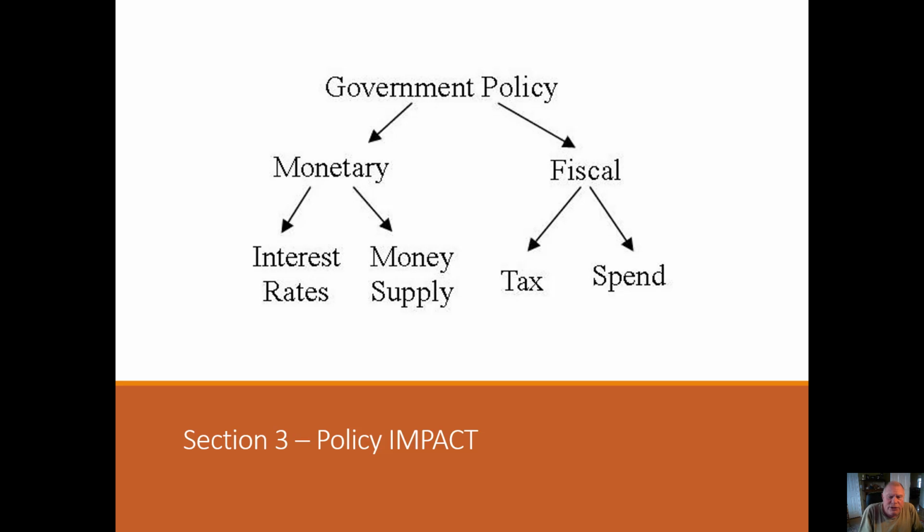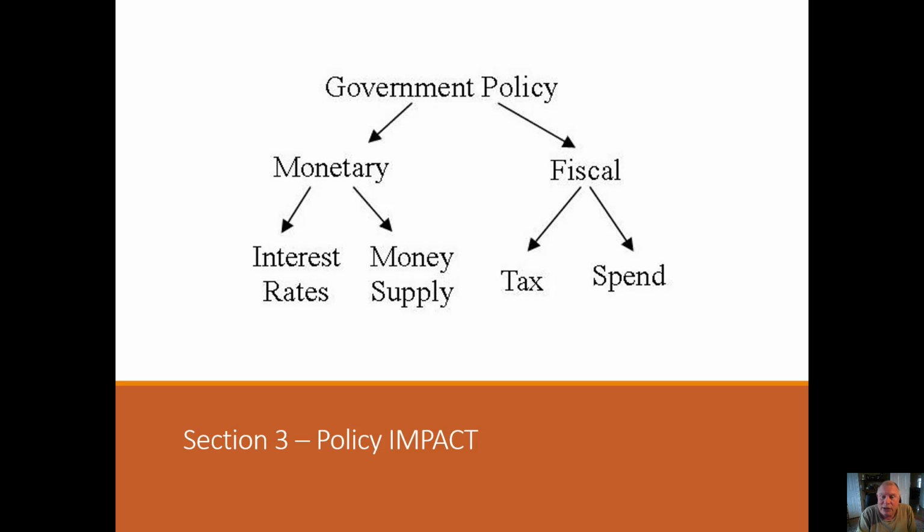The next section I want to take a look at is the policy impact. And that's the government policy, and we can break them into two categories. Monetary, which is the Federal Reserve, interest rates, money supply. Then we can break it into fiscal, tax, and spend. So these are the policies that impact employment numbers, GDP, how companies do business, etc.